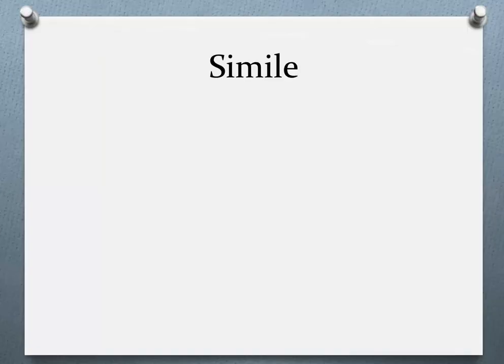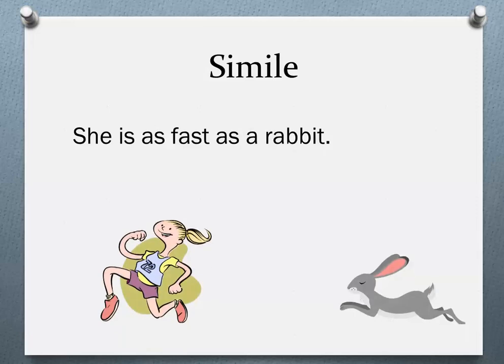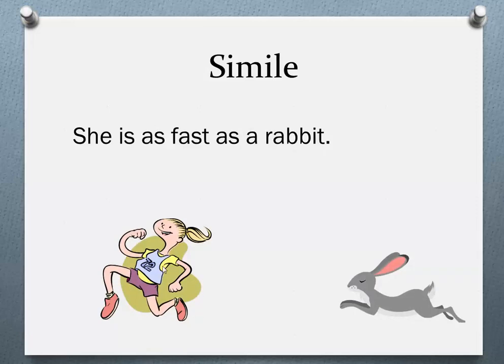Next, we have lit terms. Simile is a way to describe something by comparing 2 unlike things to make a point, using like or as. For example, she is as fast as a rabbit. So you're saying the girl is very fast, like a rabbit is very fast. So you're comparing these 2 unlike things, the girl's speed to a rabbit's speed, using as. You're connecting the girl's speed to rabbit speed to make the point that, yeah, she's pretty fast.